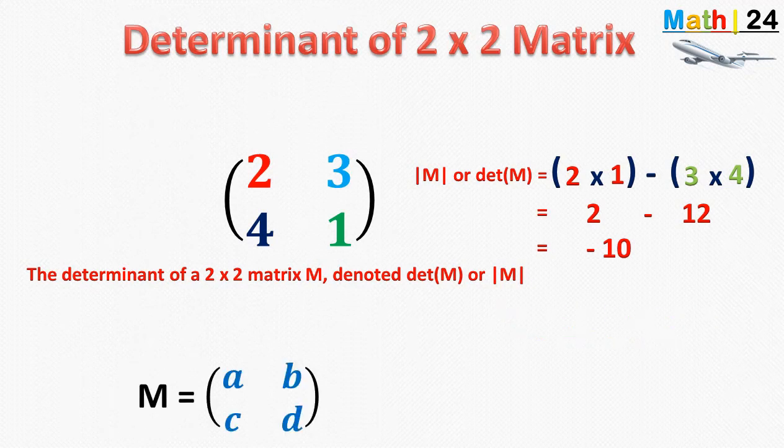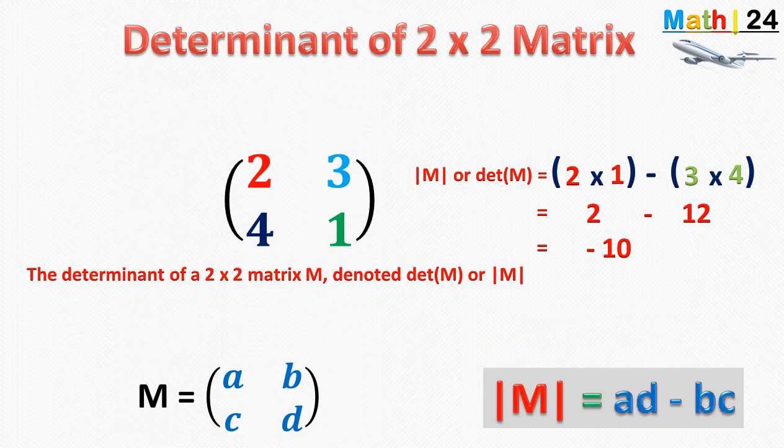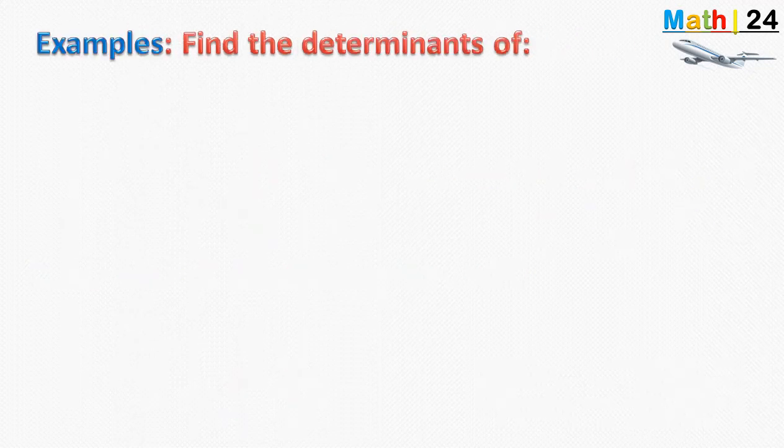Generally, for any 2 by 2 matrix M, where M is equal to A, B, C, D, the determinant of M is given by AD minus BC, where AD is the product of the leading diagonal entries and BC is the product of the off diagonal entries. Let us take some examples. Find the determinants of the following matrices.